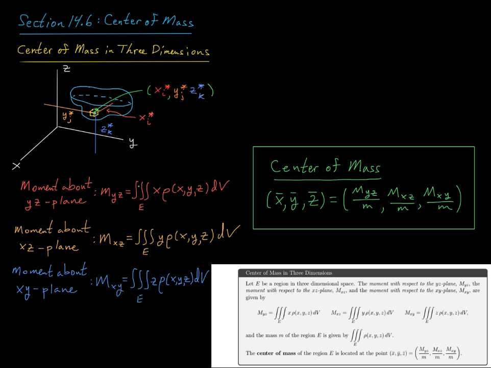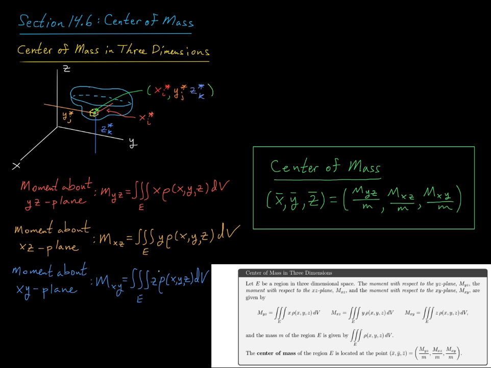So when we sum over the region and then take the limit to get this integral, we're going to wind up getting x times the density function for this moment about the yz plane. And then likewise for these other 2 moments: the moment about the xz plane, we're going to integrate y times the density function over the region E.